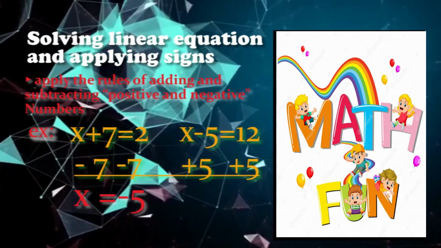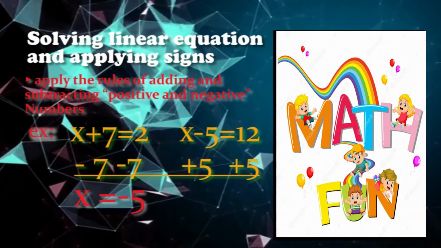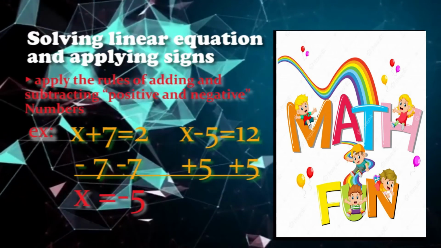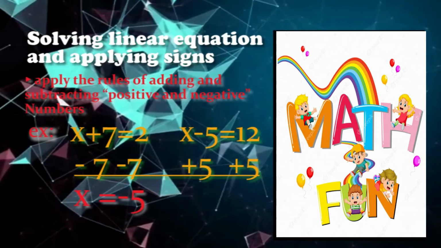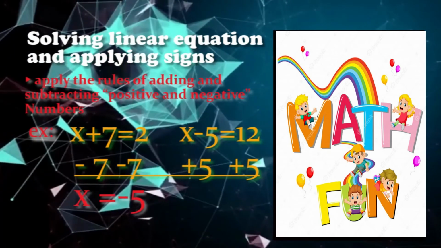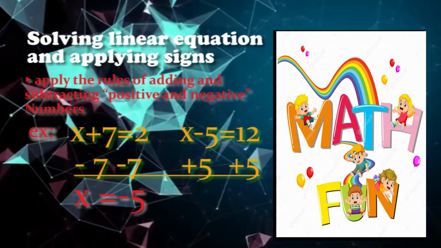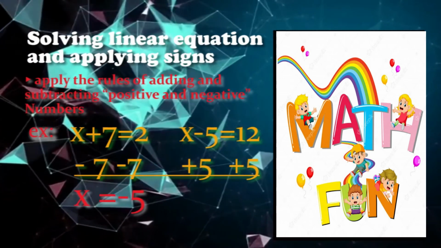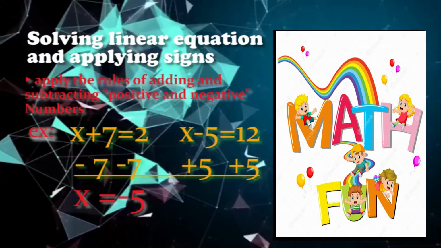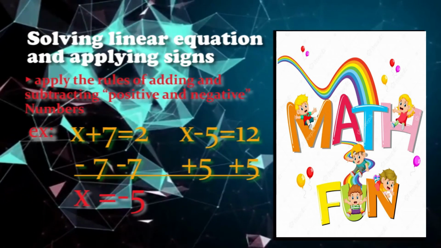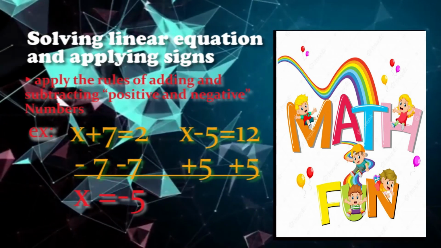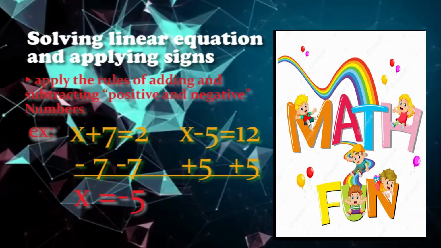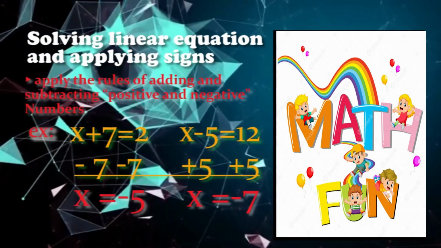Now let's move on to the last example. The problem is x minus 5 equals negative 12. We need to remove 5 by adding it on both sides. So I have negative 5 plus 5 equals 0. Now I only have negative 12 plus 5, which will be negative 7. How? Because they have different signs. The rule is to subtract the numbers, then copy the sign of the higher number. In this case, negative 12 is higher in absolute value. Therefore, we copy its sign, and the answer will be x equals negative 7.